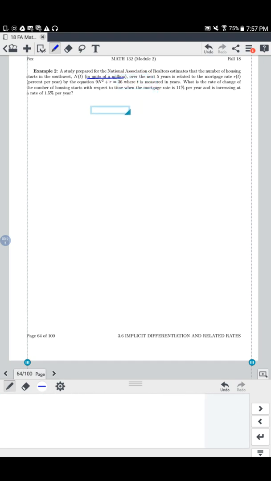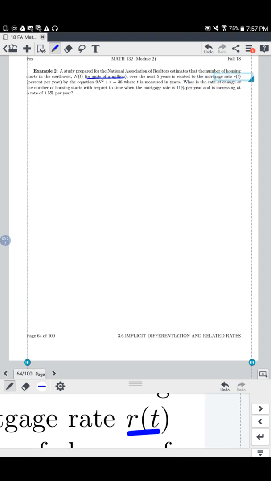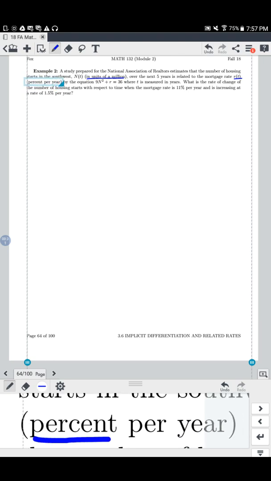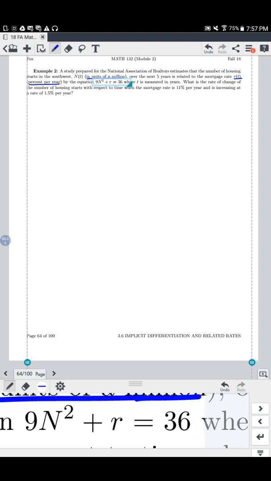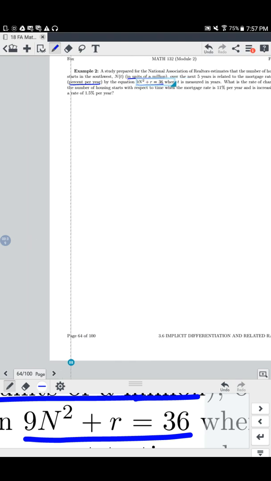Over the next 5 years it is related to the mortgage rate. R of T is given as a percent per year. So if R is 3, that means a 3% mortgage rate. And then we have the equation that relates them. And T is measured in years.